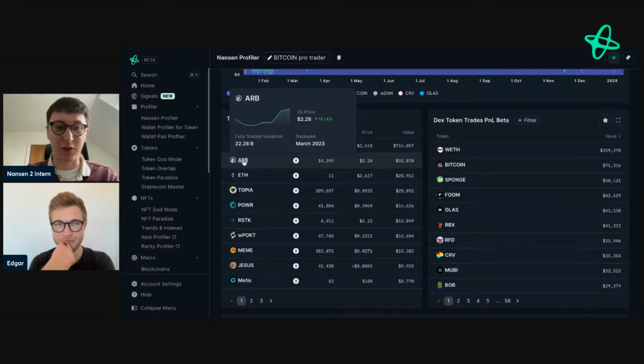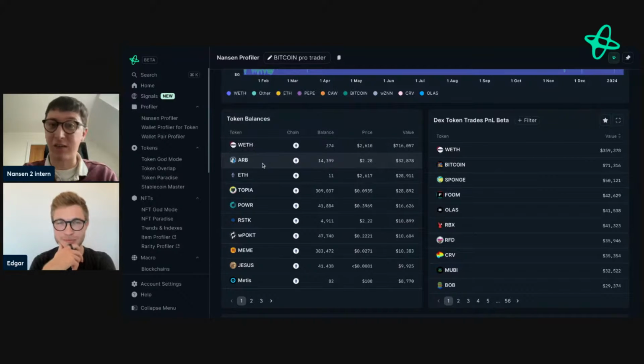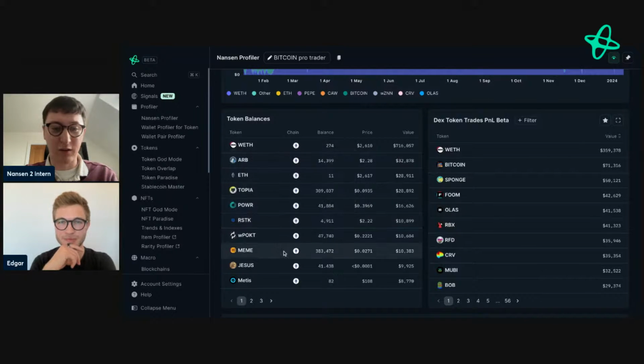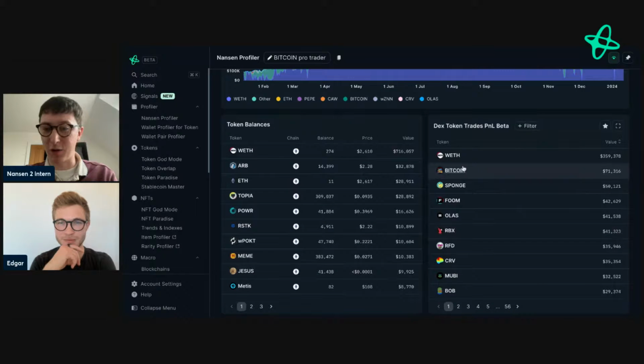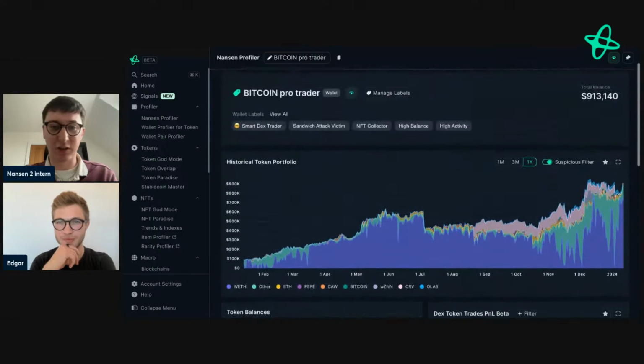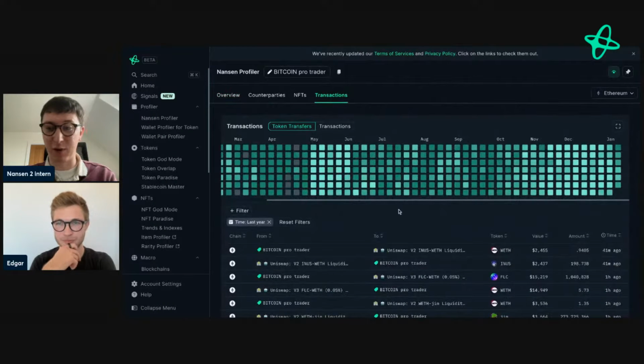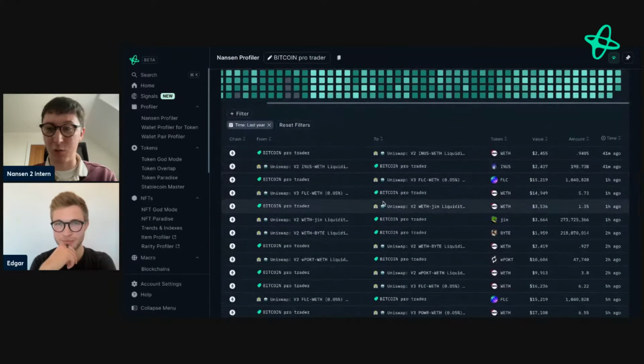When it comes to tickers, you can just hover over and see recent price action. So up 18%. There's a lot of speculation and narratives going on around that at the moment. Again, RSTK, we spoke about that earlier. And then there's some meme tokens and some other tokens here. So it's interesting to see that this address is consistently making trades, and you can see what they're doing.